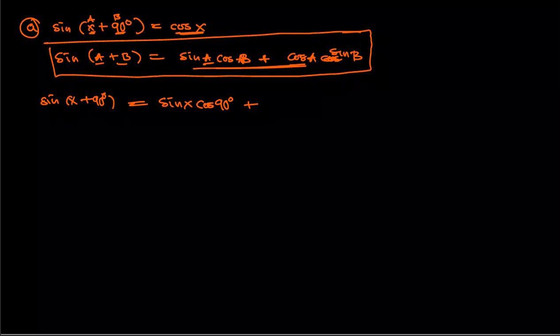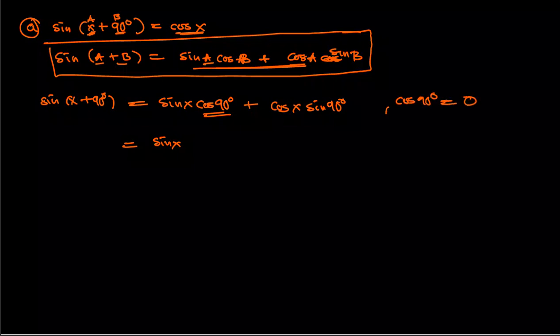What is cos A, guys? Cos A is cos x. Then sine B, meaning sine 90. Once you are done with this, what remains is just the issue of special angles. Sine x will remain the same way it is. But I told you guys that cos 90 is 0. You have to take note of that. So cos 90 degrees is 0.